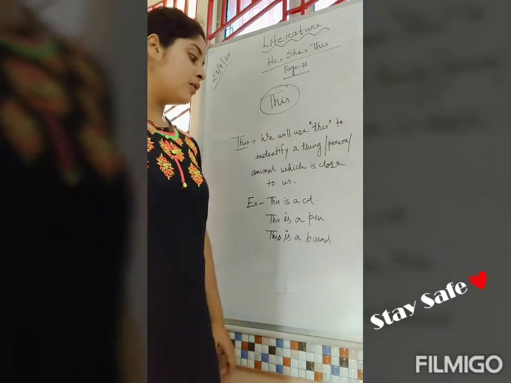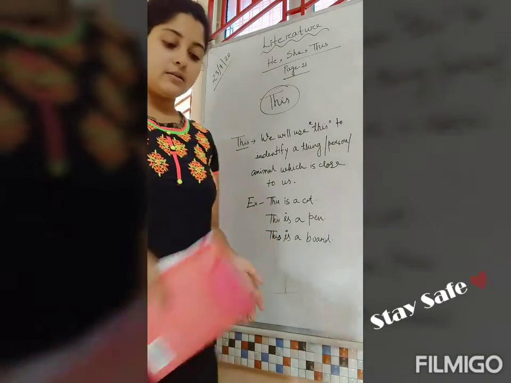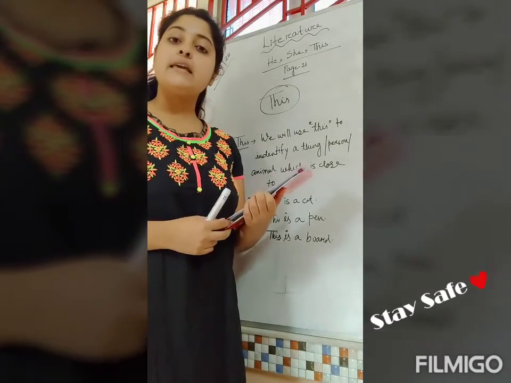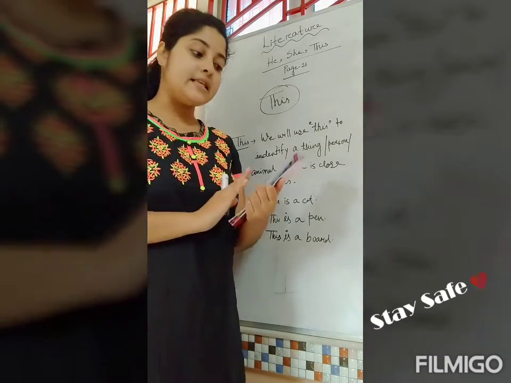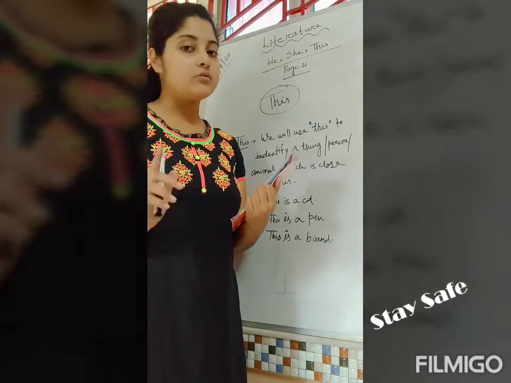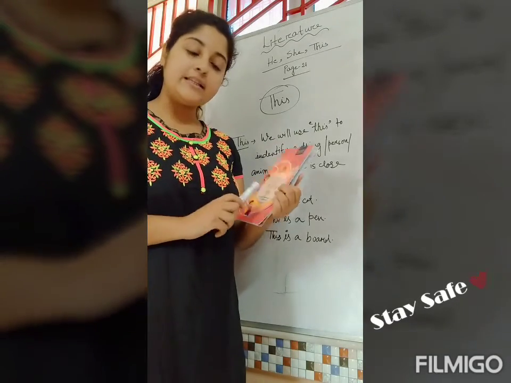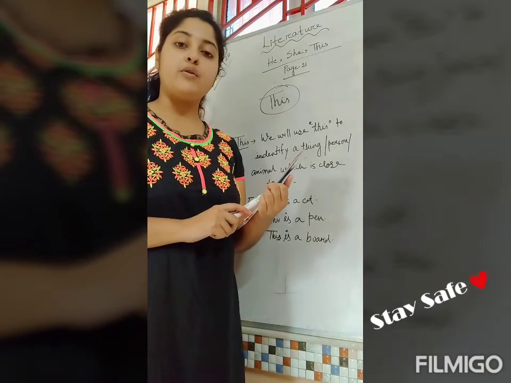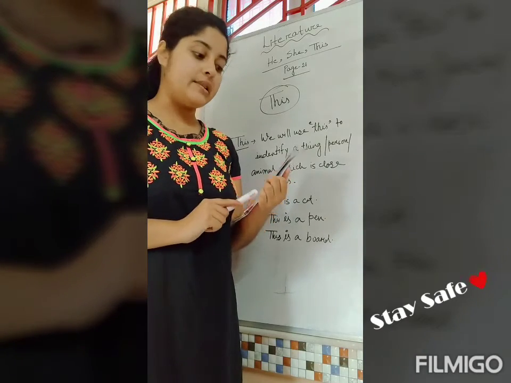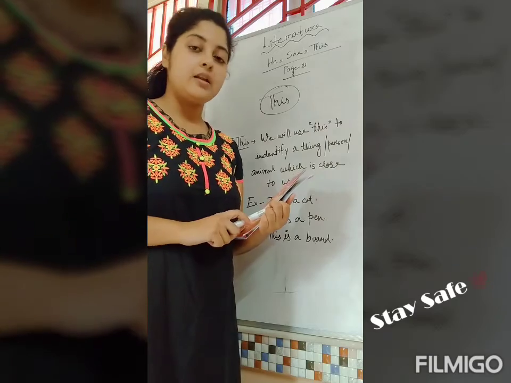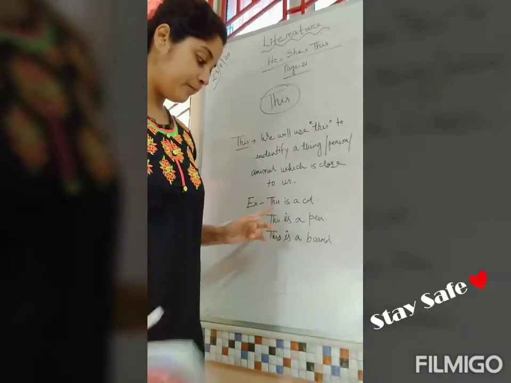Right. So, as an example, this is a book. Why have I used this? Because this book is close to me. You can also see this book is close to me. That's why to identify this book, I have used this. This is a book. Understand?